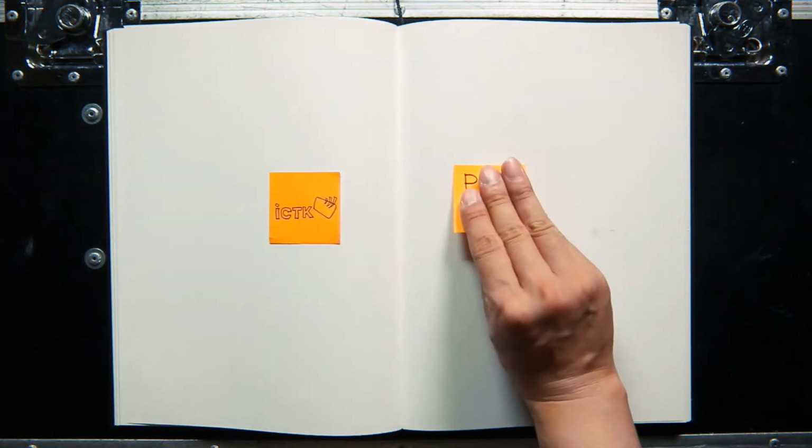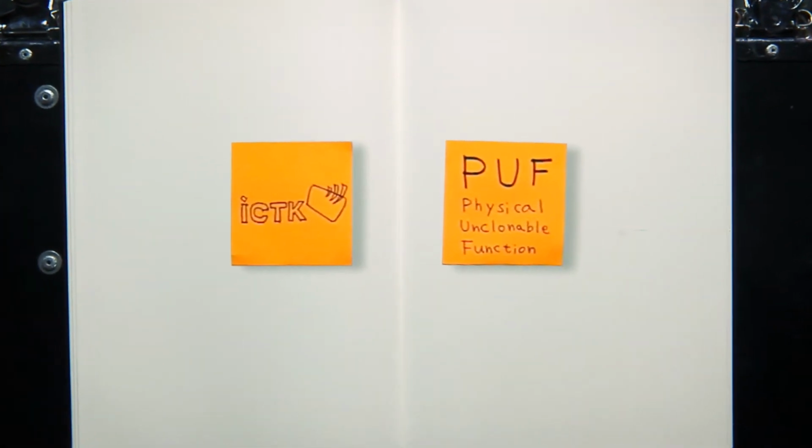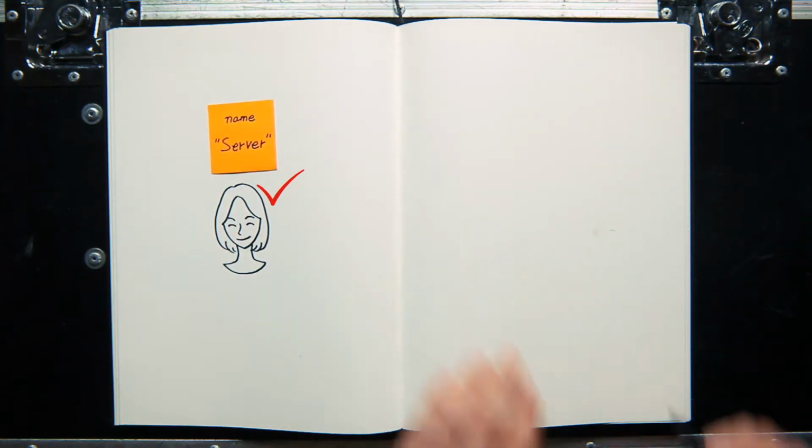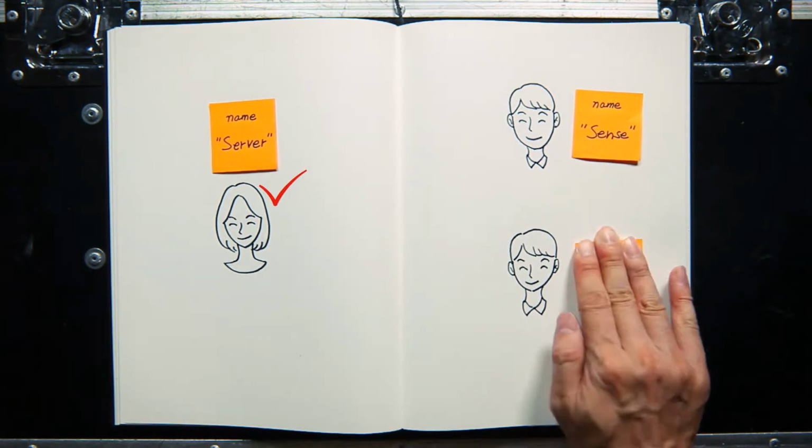You can now safely share data through ICTK's PUF technology. Our server can communicate safely with any machine now that they have unclonable fingerprints.